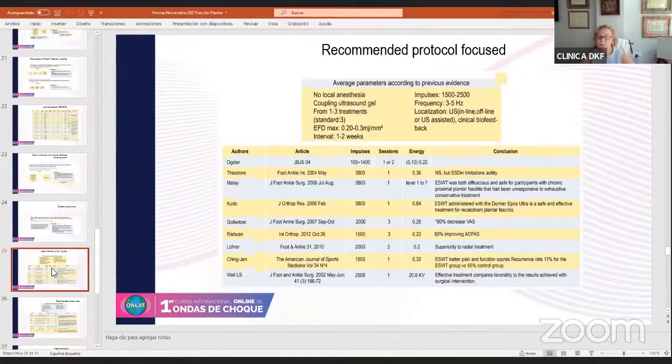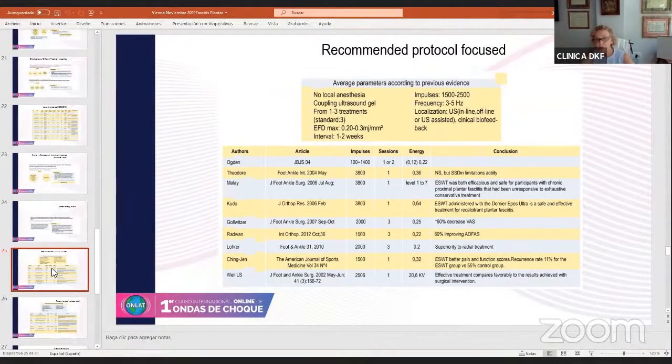This is our proposed recommended protocol for focus shockwave. No local anesthesia should be used. The ultrasound gel is very important because it is our transmitter. We should apply 1 to 3 treatments, standard 3. Sawyer, in this study, used only one.